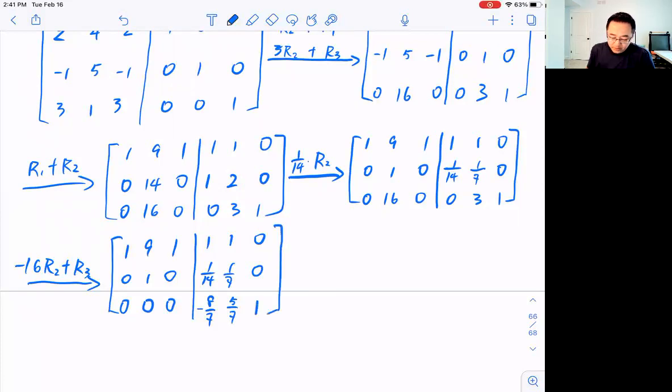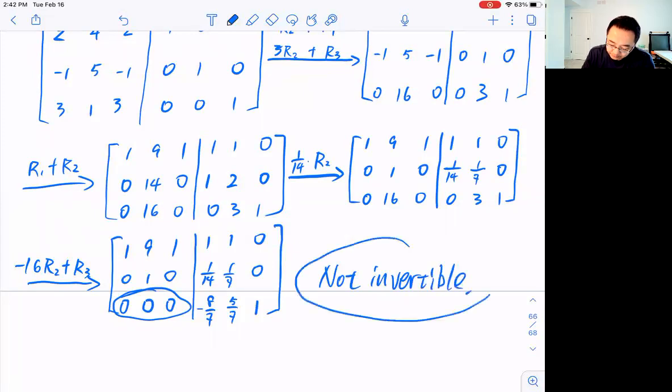Now here you can see all of a sudden we have a row of all zeros. And if you hit a row of all zeros, then that means there's no way you can turn it into 0, 0, 1 anymore. And this tells you this matrix is not invertible. It's not invertible.